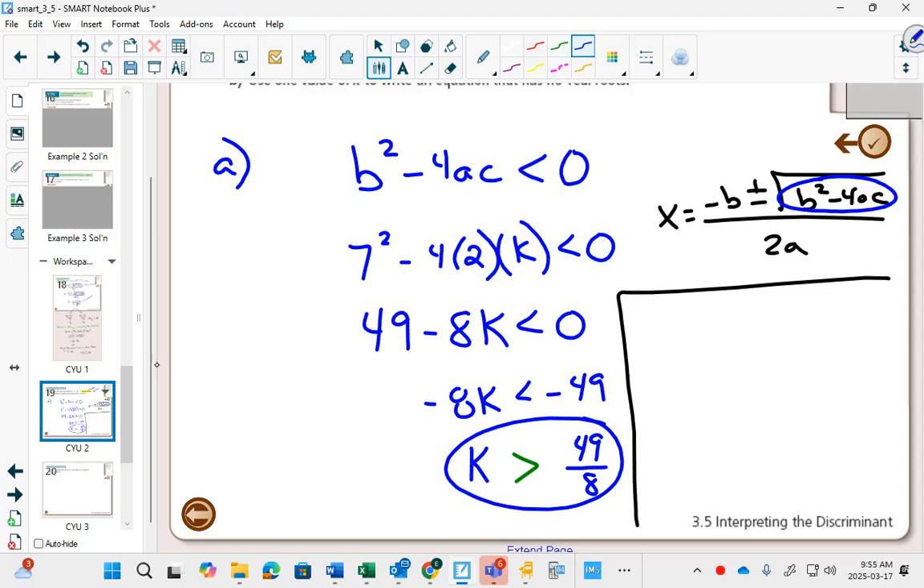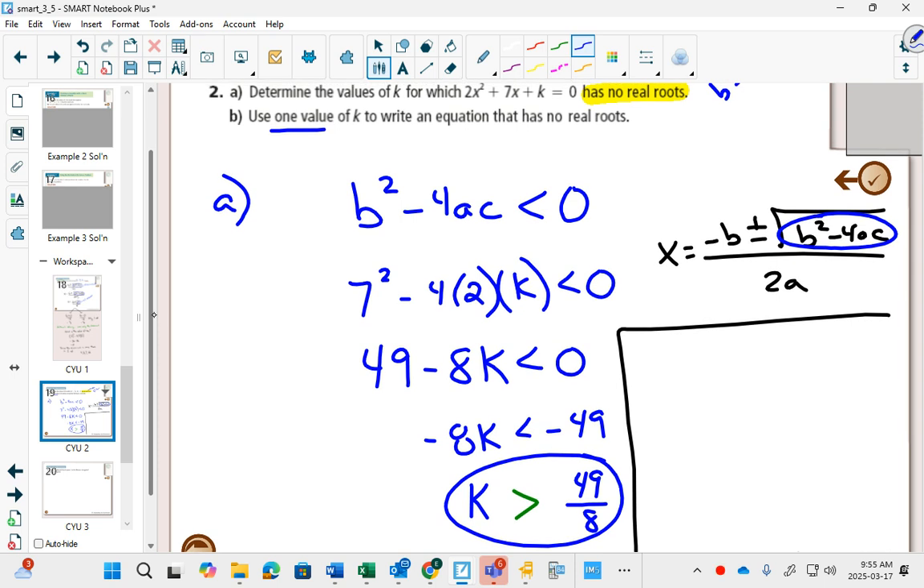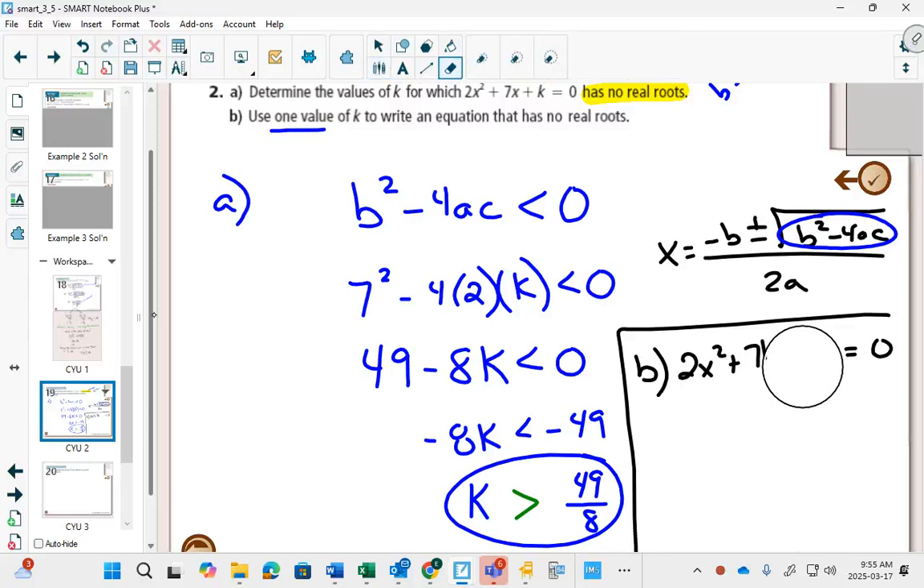There are a lot of numbers bigger than 49 over 8. We have to use 1 to write an equation. So for part B, I'm going to do it right here. I'm going to rewrite the equation, but I have to put in a number for K. Yes? You wrote 7K? Yeah, oh, I can. Thinking about the K too soon.